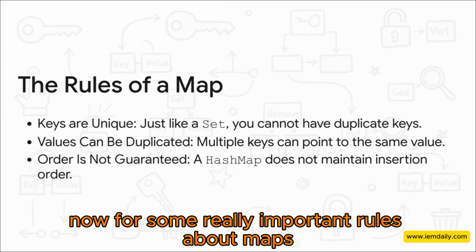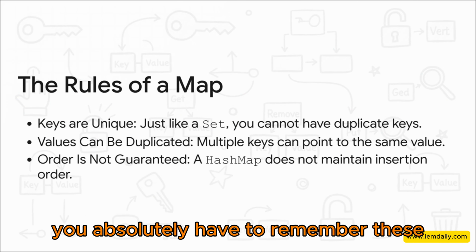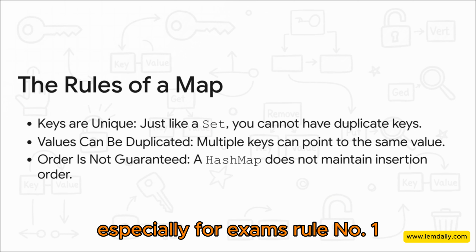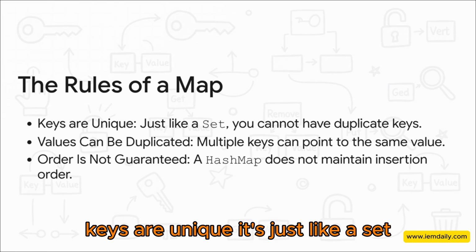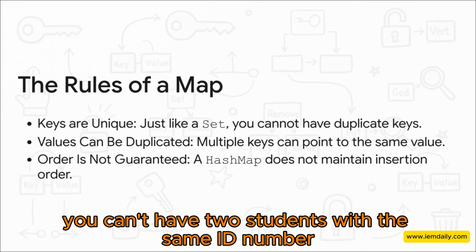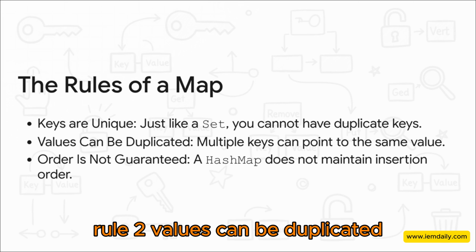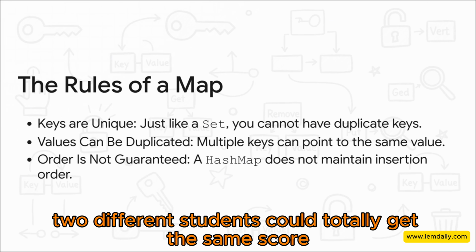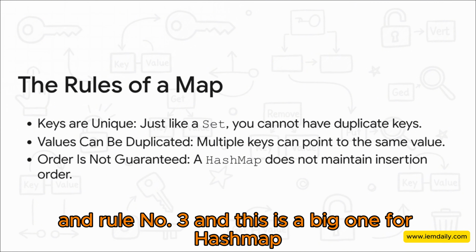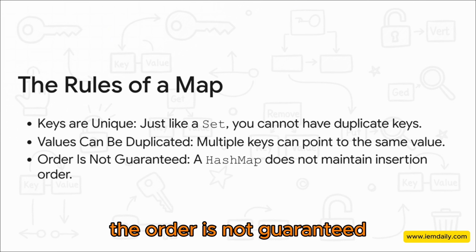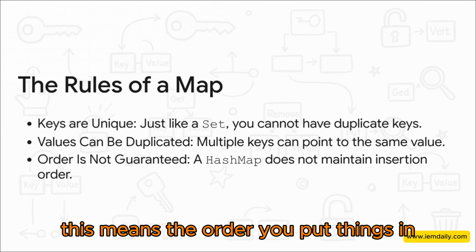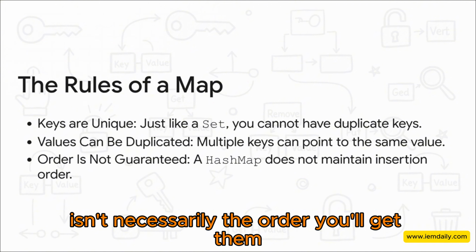Okay, now for some really important rules about maps. You absolutely have to remember these, especially for exams. Rule number 1, keys are unique. It's just like a set. You can't have two students with the same ID number, and you can't have duplicate keys in a map. Rule 2, values can be duplicated. That makes sense, right? Two different students could totally get the same score. And rule number 3, and this is a big one for HashMap, the order is not guaranteed. This means the order you put things in isn't necessarily the order you'll get them.